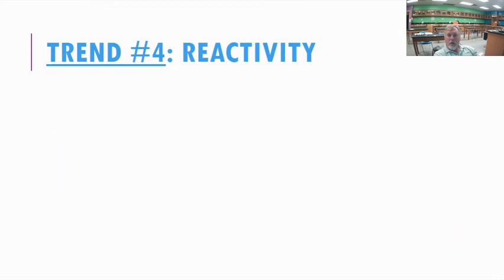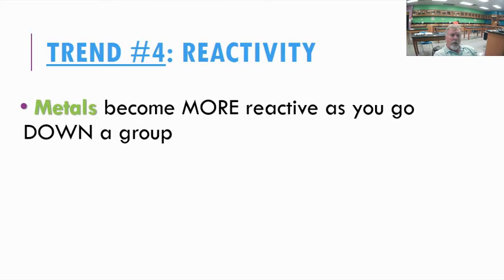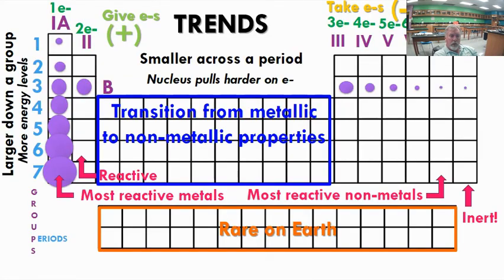So back to our trend on reactivity. Let's talk about the metals first. Metals become more reactive as you go down a group. So if we look at group 1, for example, I want you to put a little green part jumping in there. Metals get more reactive as you go down a group. So that applies to group 1, group 2, any of the groups that we see for our metals. They get more reactive as you go down a group.